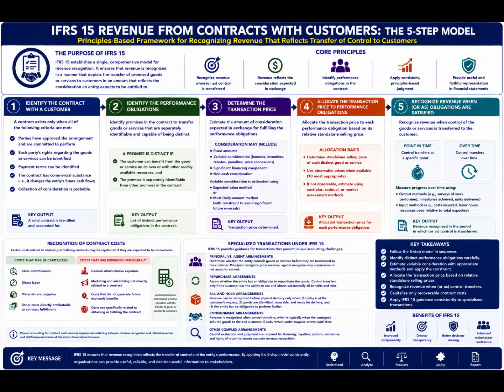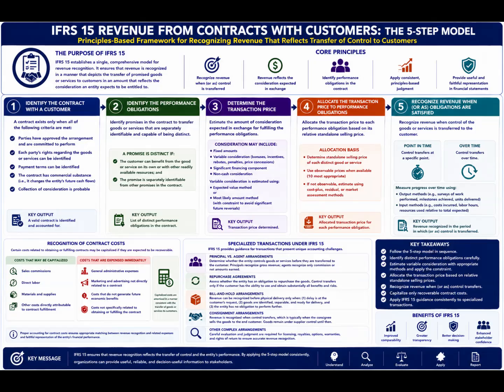Bill and hold arrangements permit revenue recognition before physical delivery only when strict conditions are satisfied, including customer-requested delays and product readiness for delivery. Consignment arrangements require evaluation of control transfer because goods often remain under supplier ownership until sold by intermediaries. These specialized transactions require careful interpretation and application of IFRS principles to ensure accurate reporting.